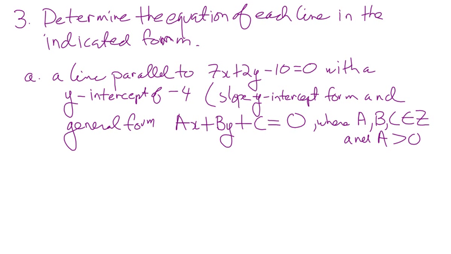A line parallel to 7x plus 2y minus 10 equals 0 with a y-intercept of negative 4. That's what we want to find. We're going to do it in slope y-intercept form and general form. Okay, how do we do this? What do we start by doing?